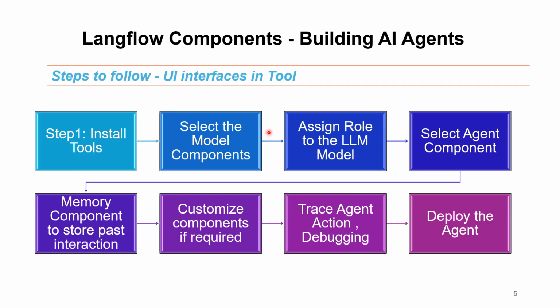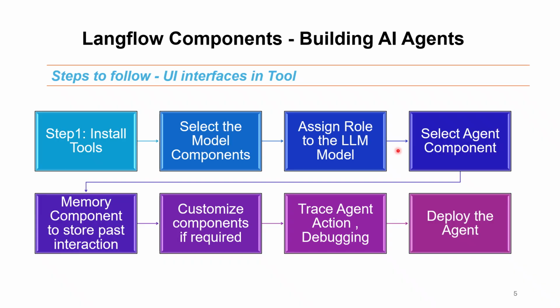Let's say a role like data analyst if you are preparing an AI agent to analyze your company sales data and output the sales summary report. Then the prompt could be something like: act as a data analyst for the sales department. This chat prompt is input to LLM models. As we are building AI agents, after the LLM model component, select the agent component and then configure the components.